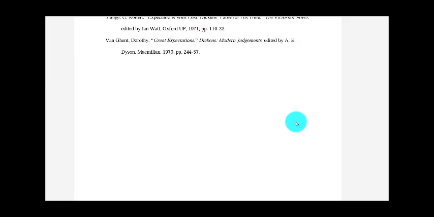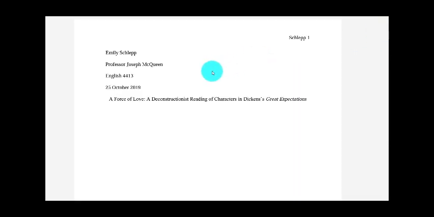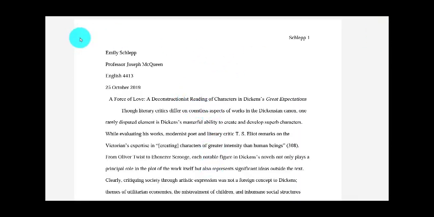Overall, you'll see that the formatting is Times New Roman, double space, and 1-inch margins all around, and this will be your standard MLA essay.